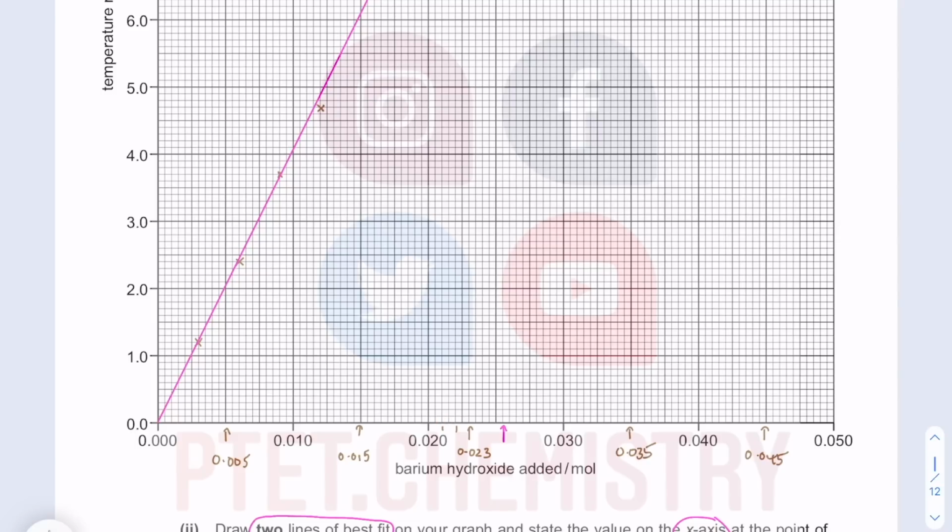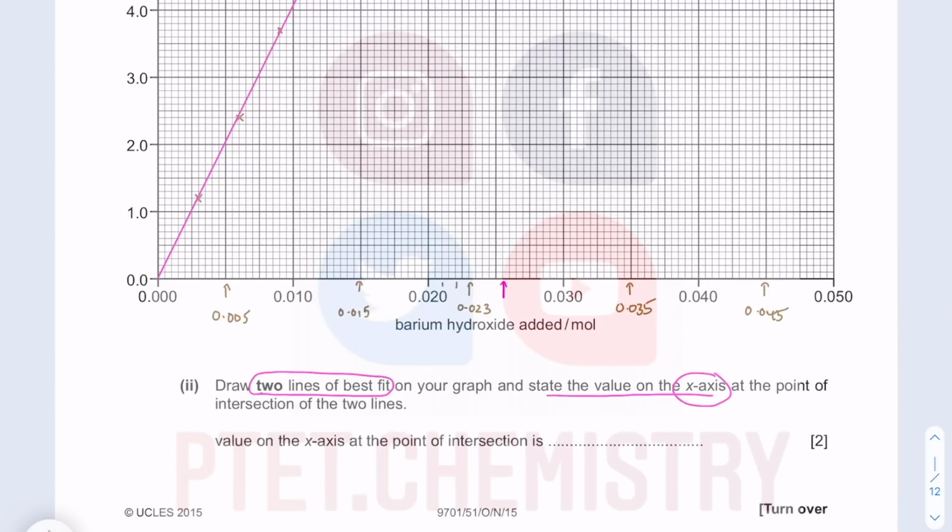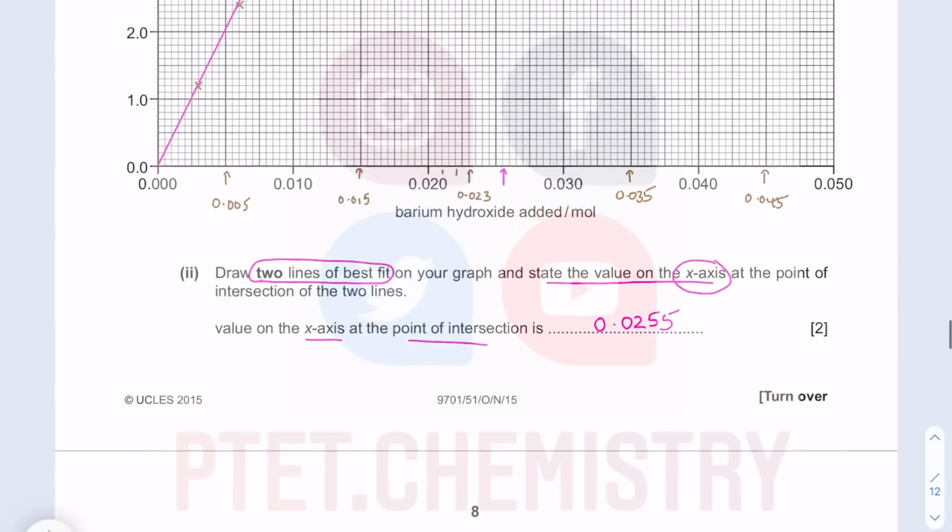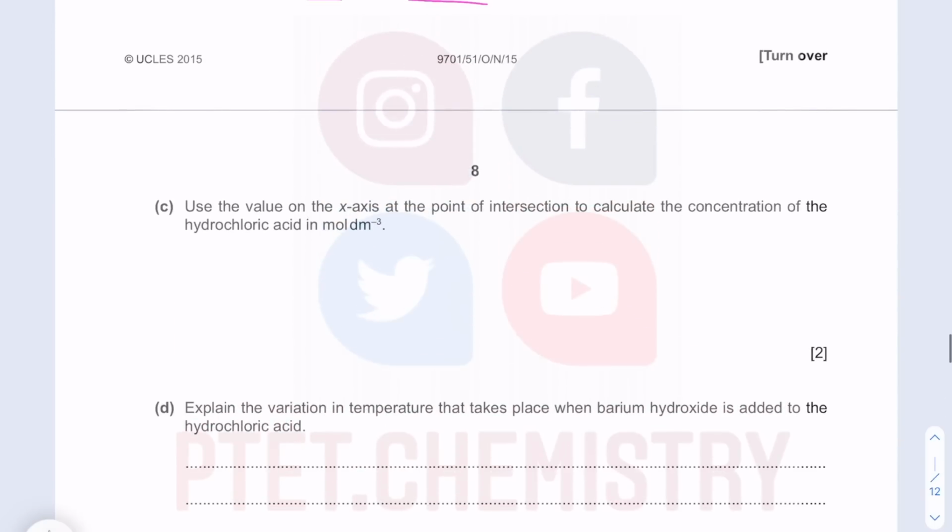0.021, 0.022, 0.023, 0.024, 0.025, 0.0255. So 0.0255 is the value on the x-axis at the point of intersection there. Okay, so use the value on the x-axis at the point of intersection. Calculate the concentration of the hydrochloric acid in mole per dm cube.